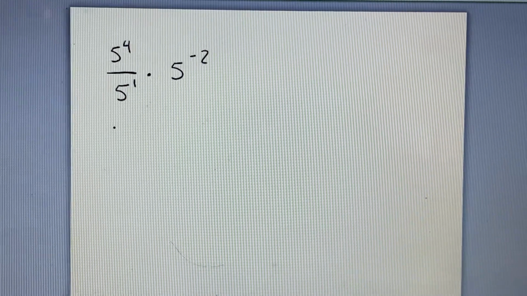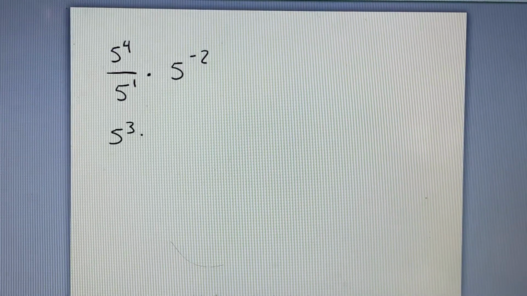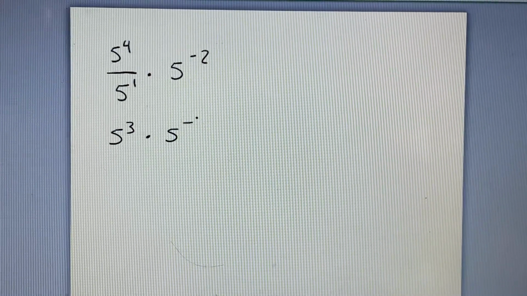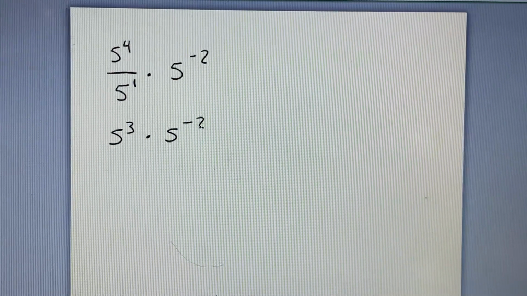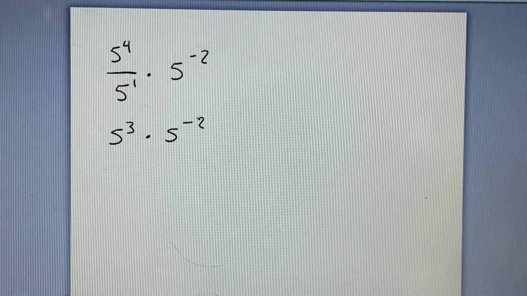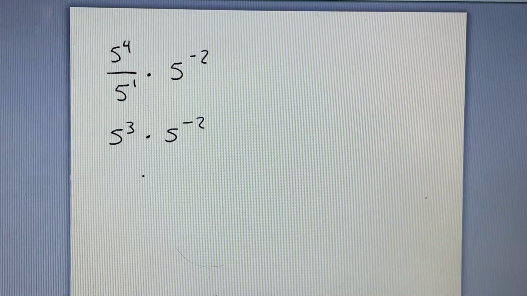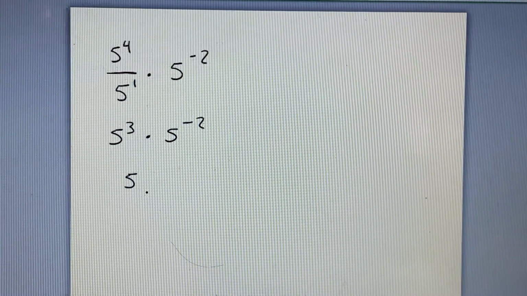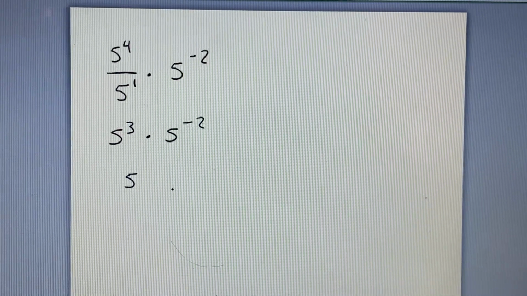Division means I'm going to subtract my exponents. 4 minus 1 is 3, so this leaves me with 5 to the 3rd, times 5 to the negative 2nd. Since I have the same base, I can add my exponents, 3 plus negative 2. That would be 1 more positive, so I'm going to write 5 to the 1st, although that would be known as just 5. So I'm actually going to leave it just like that, okay?